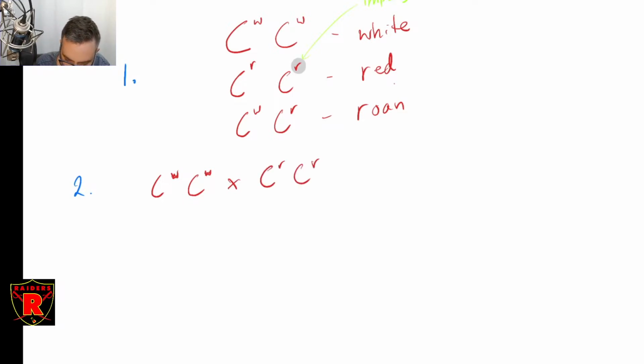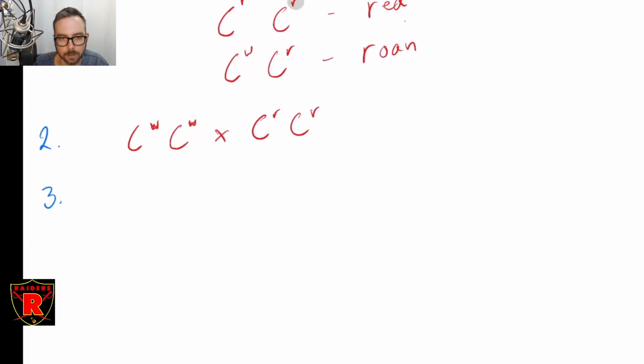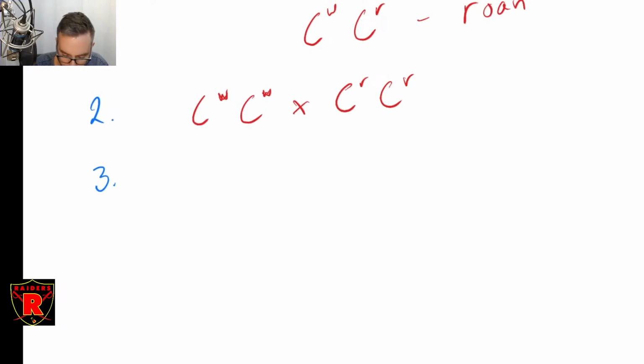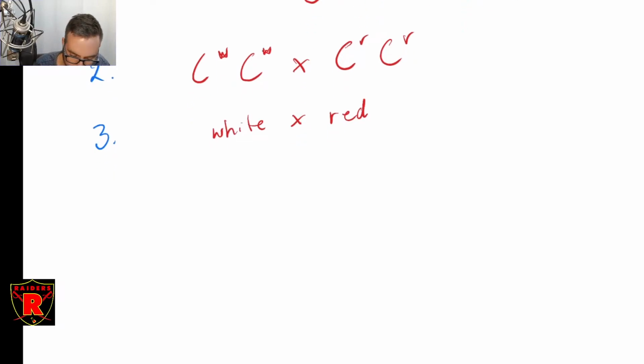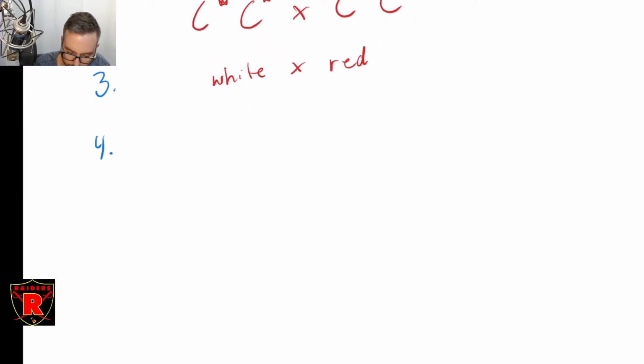And then we also need to say the phenotypes of our parents. What we're trying to do here is find the F1 cross, the first filial generation. And this right here is the P generation, or the P1 generation, the parent generation. So this would be white, and it's going to be crossed with red. Okay, or red fur. Then we're going to do our Punnett squares.